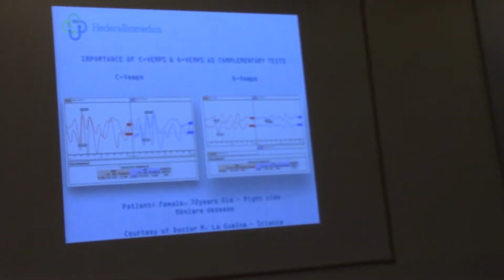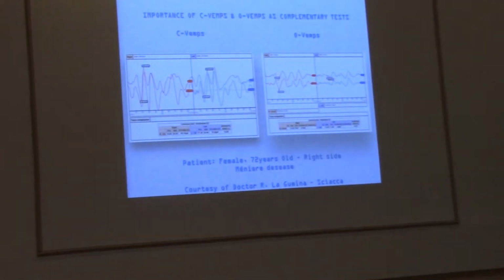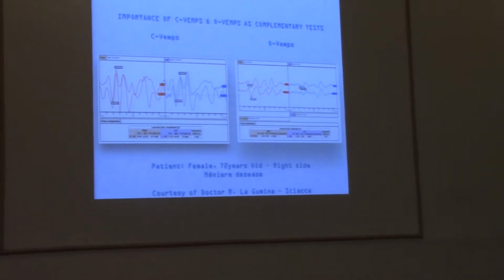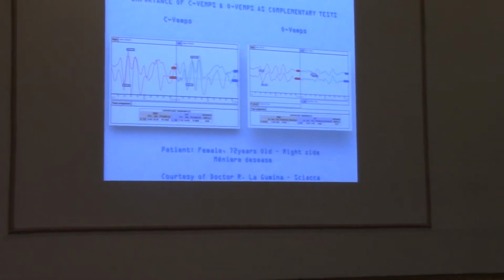Real examples from patients. This patient is a female, 72 years old. She has a right side Meniere disease. In this case, tomorrow we will see on the same patient also the results of the electrocochleography. They're very interesting, but let's focus on VEMPs.